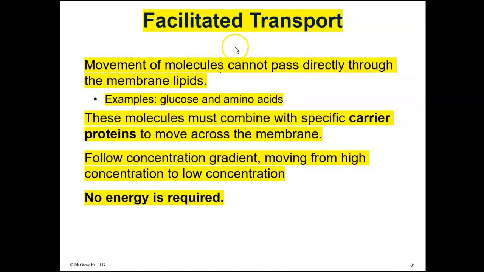But when molecules move toward their lower concentration, but those molecules require a carrier protein, then we call that facilitated transport. It's still a passive process. No energy is required. Examples are glucose and amino acids. These are molecules that are polar. They're water soluble, so they must combine with a carrier protein to be moved across the membrane, but they're still going to follow their concentration gradient. They're going to move from where their concentration is high to where it's low.